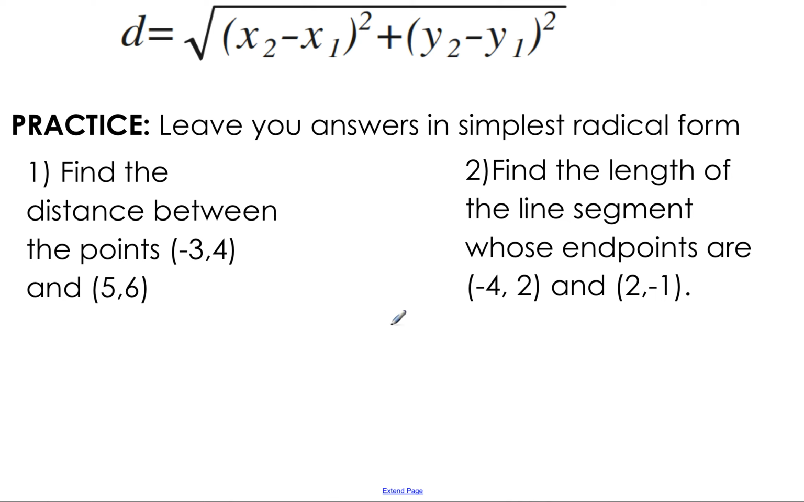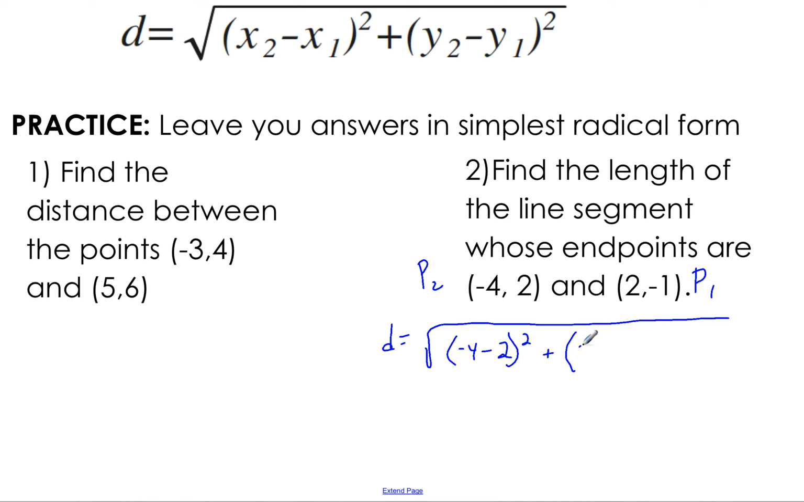Okay, so distance is equal to, first off, let's decide which one is going to be point 1 and which one is point 2. Arbitrarily, I'm going to pick this as point 2, and (2, -1) is going to be point 1. So d is equal to the square root of x sub 2 minus x sub 1. So x sub 2 is -4 minus 2, squared, plus y sub 2 minus y sub 1. y sub 2 is 2 minus a negative 1. And I'm going to square that.